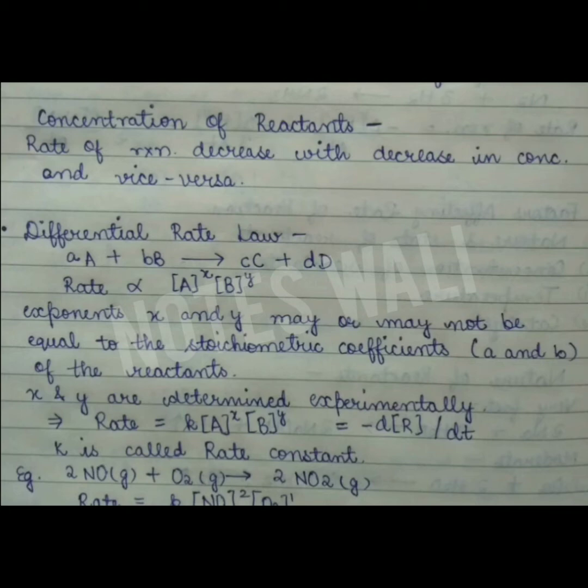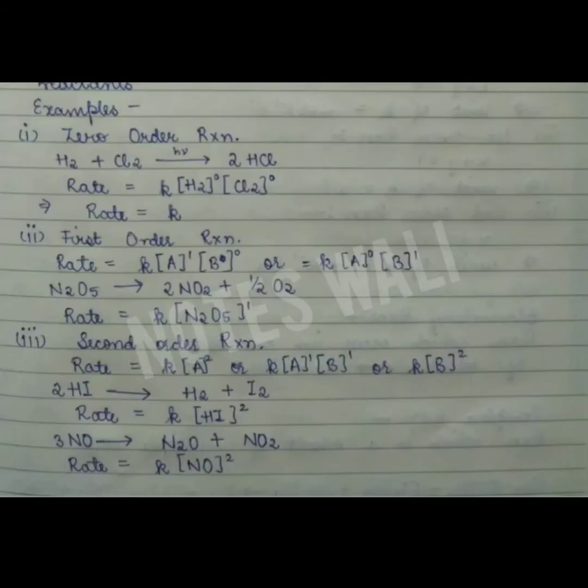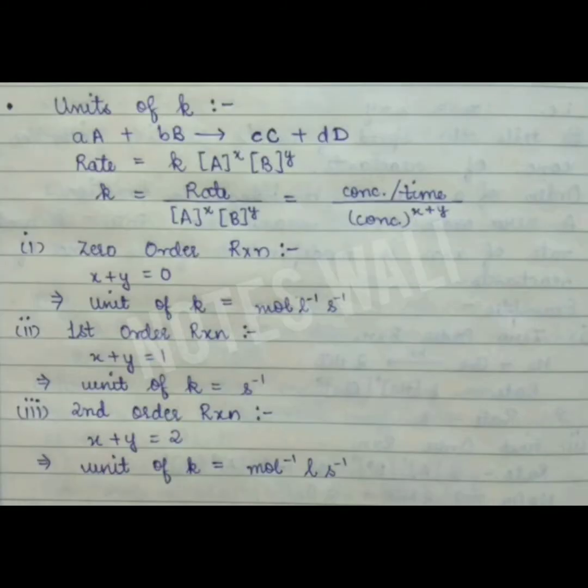The next one is differential rate law. It is very important for the chapter and you should read it very carefully. Taking help of the differential rate law, we calculate the order of a reaction, and order of a reaction can be integer or fraction. Some examples are already given here, you can look at them. The next topic is the units of K. K is the constant of the differential rate law, and its units are different for the reactions of different orders.